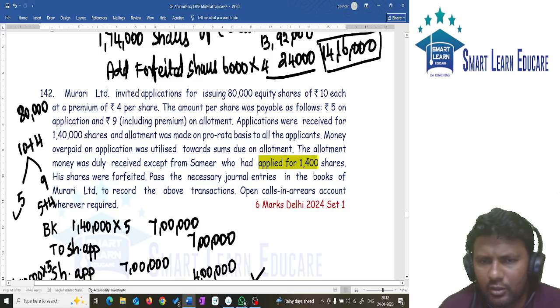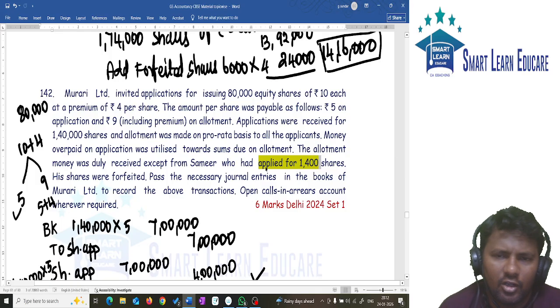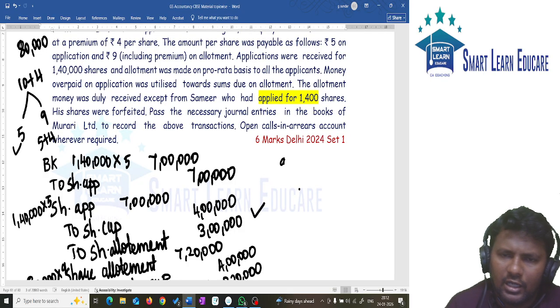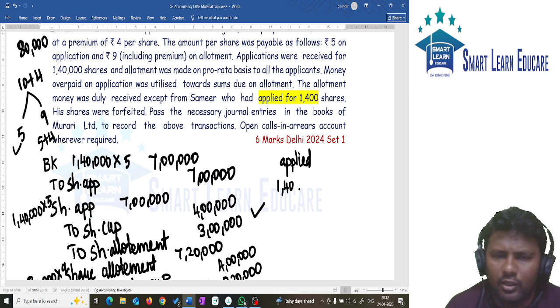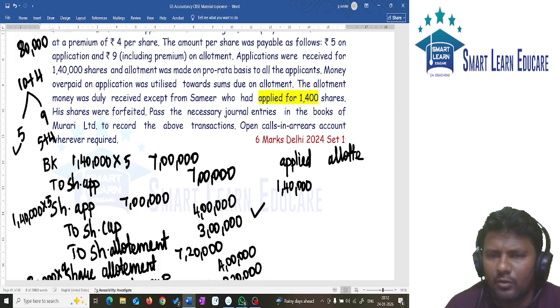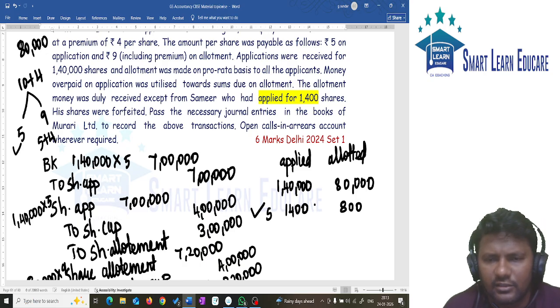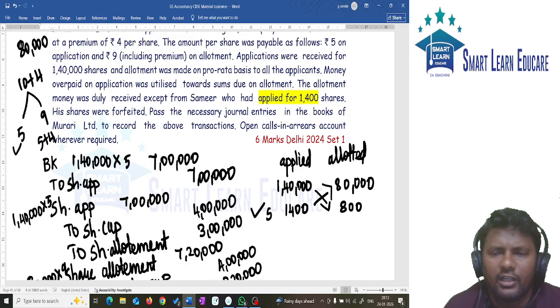See, he applied for 1,400 shares, meaning we will not allot him the full 1,400 shares, because in this question there is a pro rata allotment. Overall, if you apply for 1,40,000 shares, you will be allotted only 80,000 shares. In the same way, Mr. S applied for 1,400 shares. Then he will be allotted only how many shares? 800 shares. Simple cross multiplication, you will be getting 800.